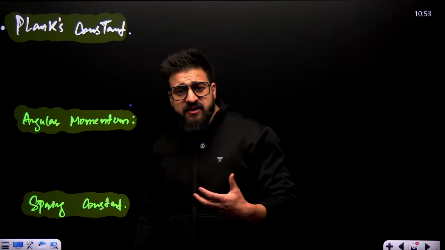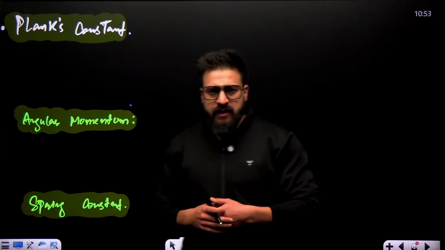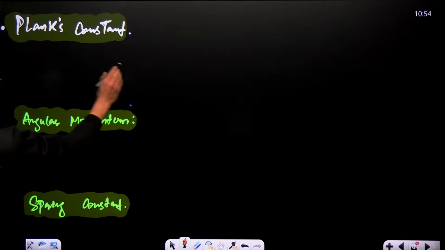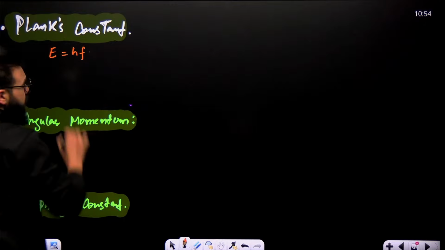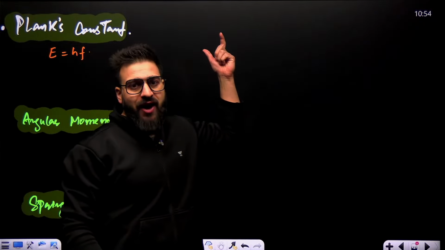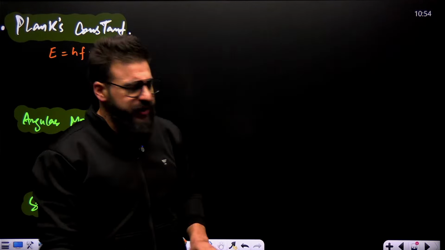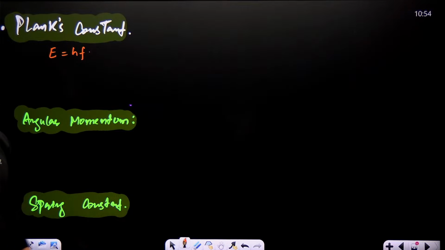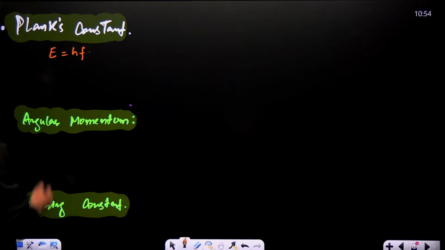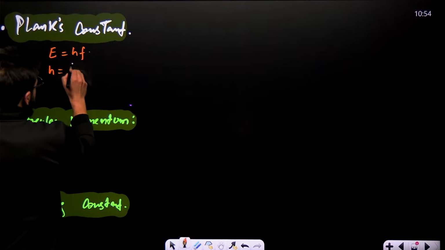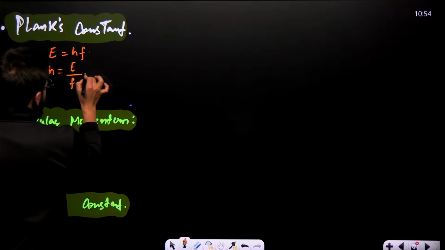Then we have, my dear friends, Planck's constant. As of now, just remember that the energy of a photon is equal to h times f. This we study in modern physics. If you have studied modern physics with me for NEET, I discussed this formula in the dual nature of matter and radiation. Energy of a photon is h, Planck's constant, multiplied by frequency. So here h is equal to energy divided by frequency.